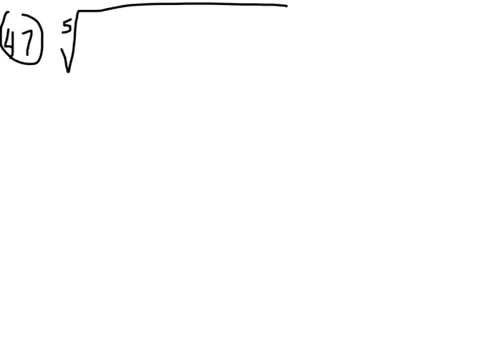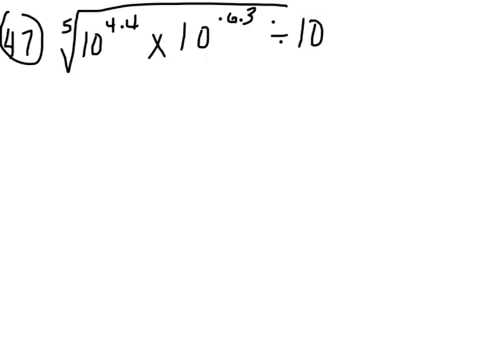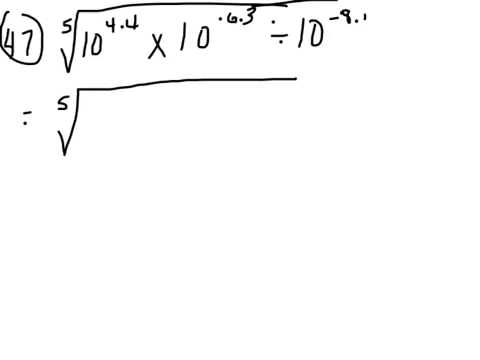Let's look at 47. They're saying you've got the fifth root of 10 to the 4.4 times 10 to the negative 6.3, divided by 10 to the negative 8.1. So let's just start on the inside. We know that all this stuff eventually is going to be raised to the 1/5 power, but before we do that, let's just keep simplifying. The thing that's going to help us here is we have the same base, 10, 10, 10. So let's just go left to right.